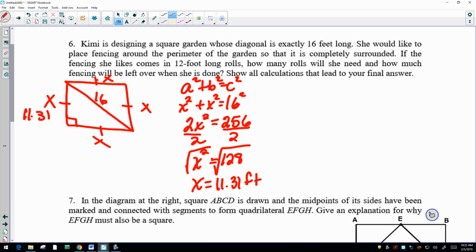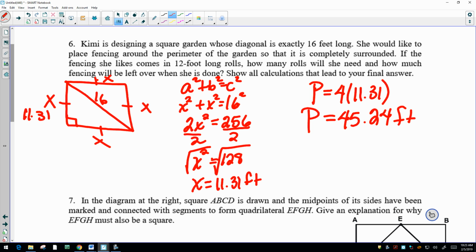So if I wanted to find the perimeter, how would you find the perimeter? Add them all together. So I could say the perimeter is either 11.31 plus 11.31 and so on, or I could say 4 times that, right? Okay. So how much is your perimeter in this case? 45. All right, so we got 45.24 feet.